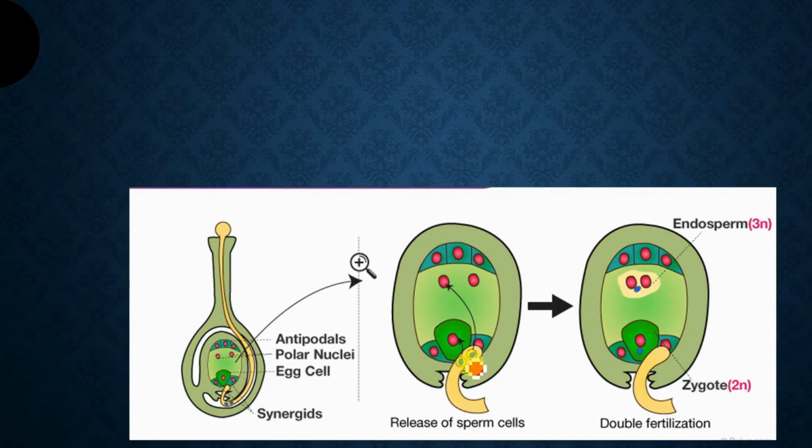Okay, so this is how the parts of the seeds, or the parts of the embryo, are formed. And remember, endosperm is 3n because it is two polar nuclei plus one male gamete, so 3n. Zygote is 2n, it is diploid, because one set comes from the male and one from the female. So zygote is 2n, and endosperm, which involves the polar nuclei, is 3n.